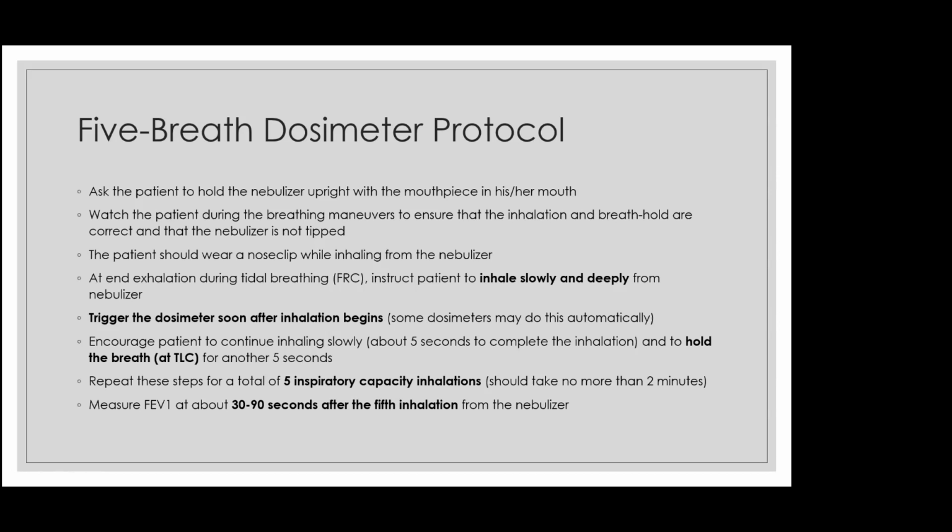At the end of a normal exhalation during tidal breathing, i.e. the functional residual capacity, instruct the patient to inhale slowly and deeply from the nebulizer. Trigger the dosimeter soon after inhalation begins. Some dosimeters will do this automatically. You then encourage the patient to continue inhaling slowly, about 5 seconds to complete the inhalation, and to hold the breath at total lung capacity for another 5 seconds. Repeat these steps for a total of 5 inspiratory capacity inhalations. Overall, it shouldn't take more than a couple minutes. After this, you measure the FEV1 about 30 to 90 seconds after the 5th inhalation from the nebulizer.